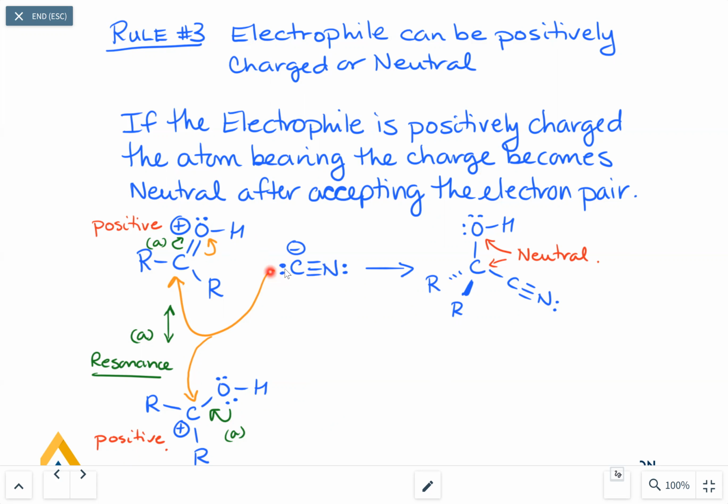We've got cyanide. So the carbon lone pairs attack that carbon. These electrons move up. And now our final structure over here is neutral. I drew a little resonance structure with the green arrow to say that this is a resonance structure. And if this carbon attacks this carbon, negative goes to positive. Overall, if the electrophile started out with a positive charge, it ends up being neutral in the end. So that was the key point.